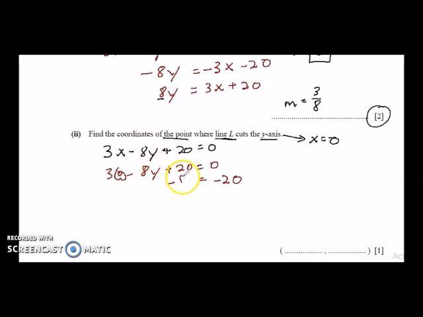So here you have 8y, and the negative 8 we move there, it will become a positive, so you got that 20 over 8, and we can further simplify this, divided by 4 and 4. Divided by 4 you got 5, divided by 4 you got 2, and your coordinate here will be 0, and here is 5 over 2, and this is for your 1 mark over here.